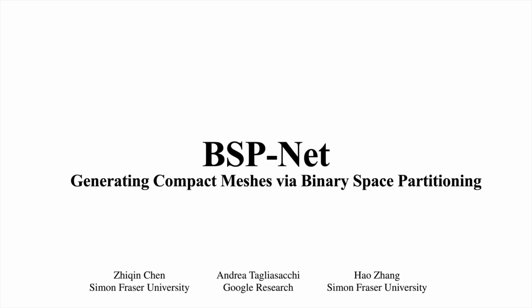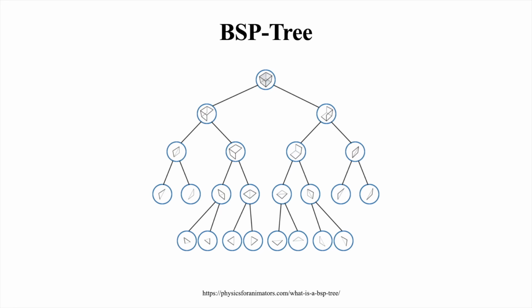In this video, I'm going to present the paper BSPNet: Generating Compact Meshes via Binary Space Partitioning. So this paper talks about how to generate 3D shapes from 3D data using deep learning. The authors of this paper are inspired by a popular 3D data structure, which is called BSP tree, and they adapted this technique to teach the neural networks to learn the shape of a 3D object.